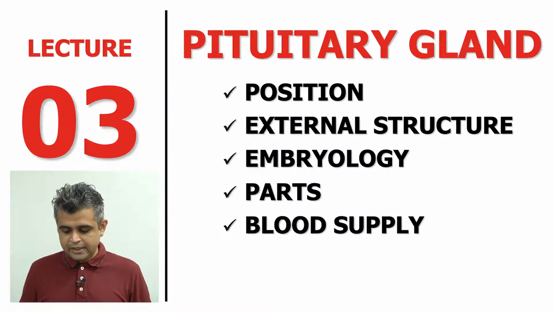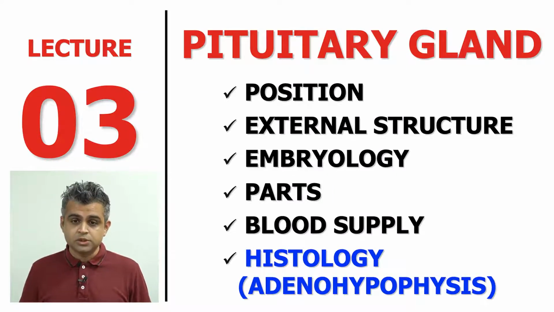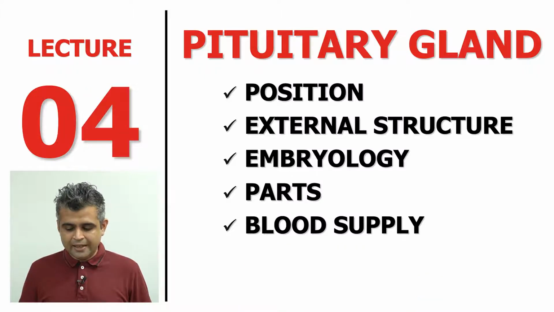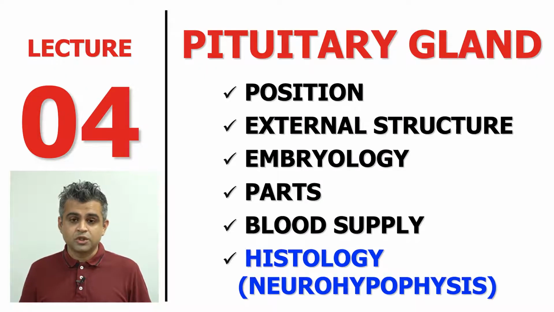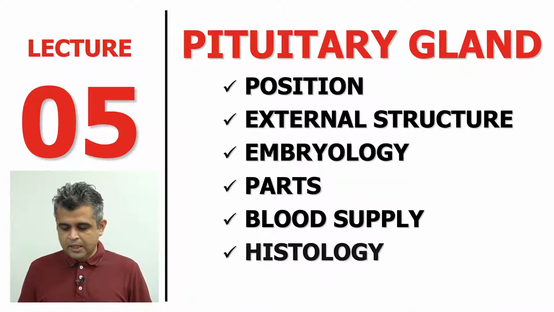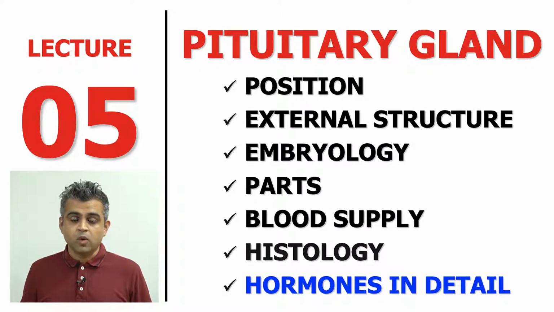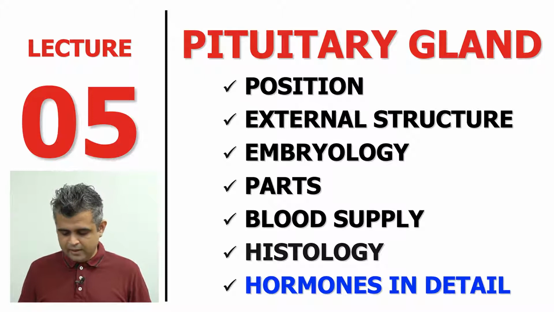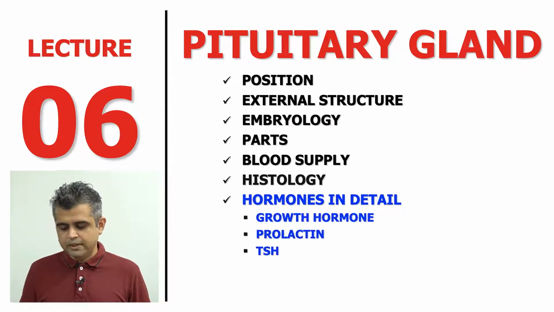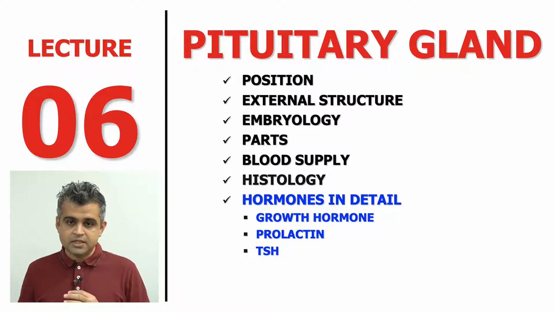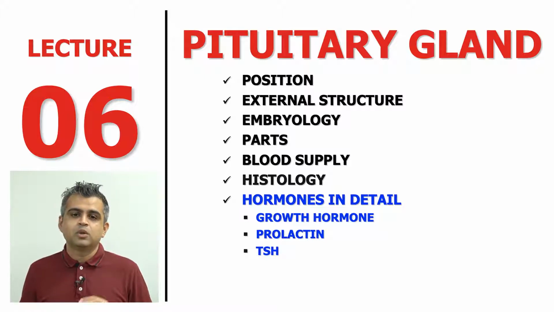In lecture number 3, we continued talking about the histology of the anterior pituitary, and in lecture number 4, we finished off histology of the posterior pituitary. In lecture number 5, we started talking about hormones in detail, and in lecture number 6, we completed growth hormone, prolactin and thyroid stimulating hormone. Whilst doing this, we had also finished off the hypothalamus, which is a separate endocrine gland in itself, and it is the real actual master endocrine gland in the body.